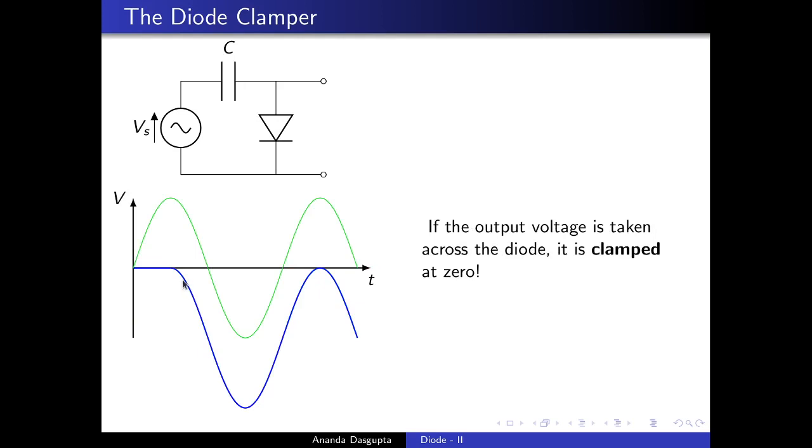And so this is what is going to happen. What this does is it takes the input voltage waveform, does not change it, but just clamps it to zero. That is, it pushes it until the peak goes to zero. So this is basically what clamping is. It doesn't clip off the input signal. The input signal is not mutilated in any way. You get the full signal, but it's pushed up or down until it gets clamped at a level. So here it's clamped above at zero.